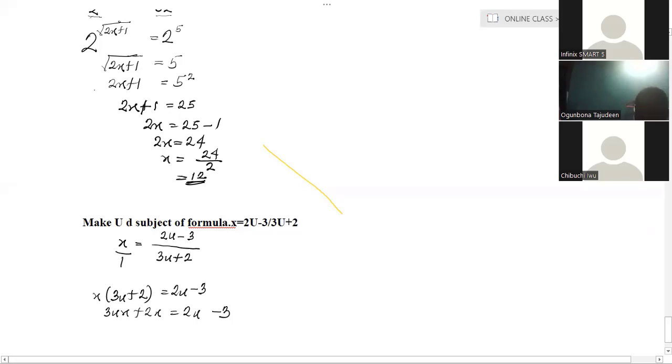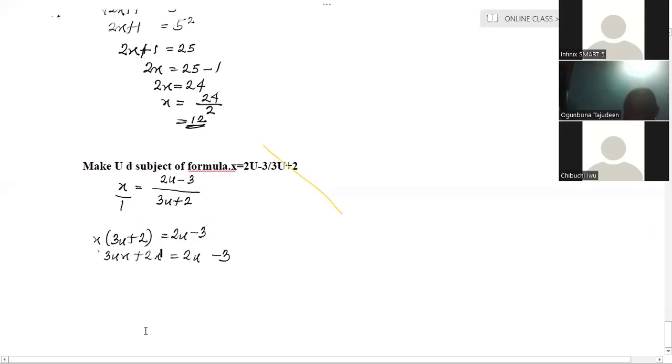So from there, for this one, it's like you will be more negative, but I don't want it to be more negative. So let's do it this way. Let's retain 2u to this side so that we can have a perfect calculation.